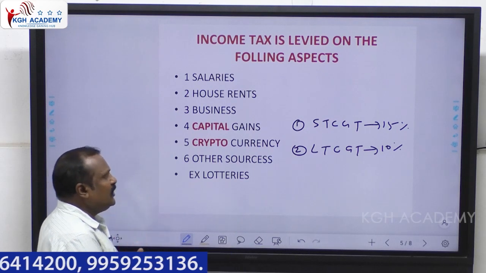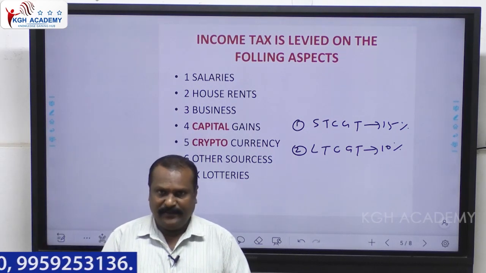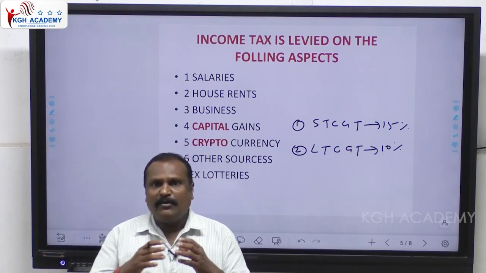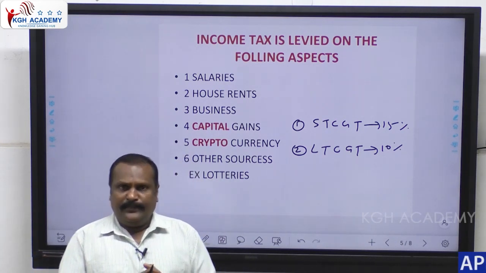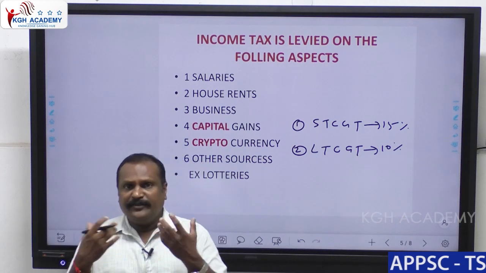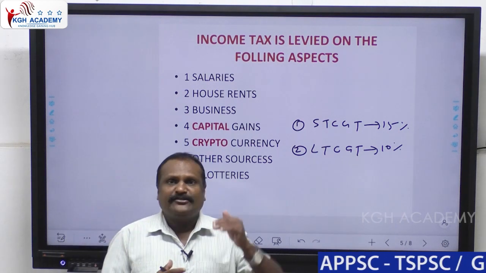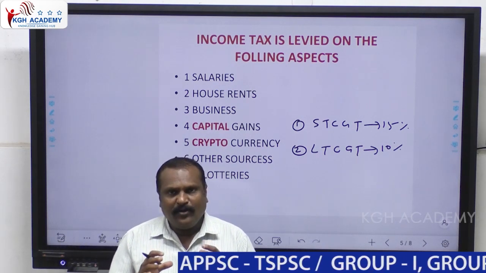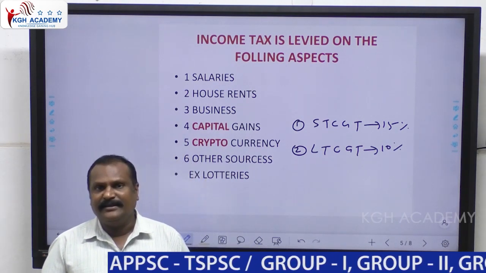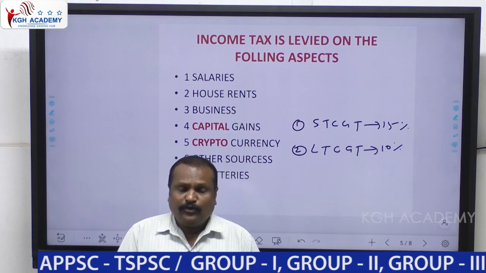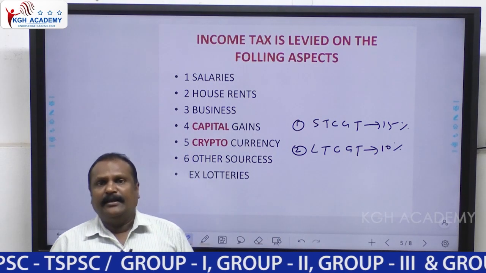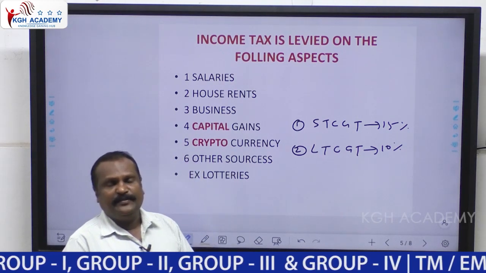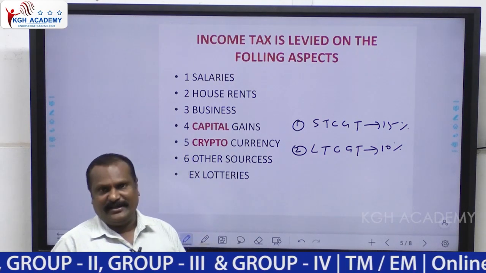Then come to cryptocurrency. What is a cryptocurrency? A currency has three characteristics: it is in electronic form without physical shape, and it is not controlled by any organization. That is known as cryptocurrency. Cryptocurrency is considered a bad currency or unofficial currency. So, to prevent investment in cryptocurrency, the government of India levied a 30% income tax on cryptocurrency.